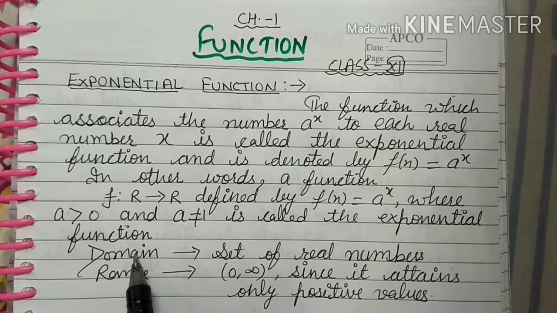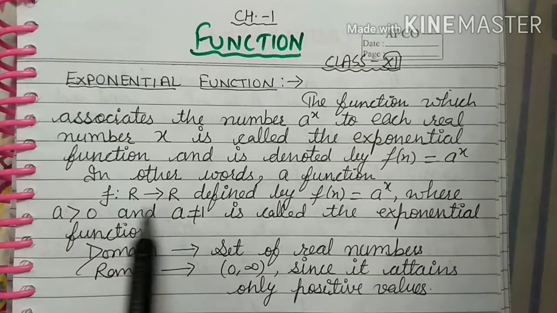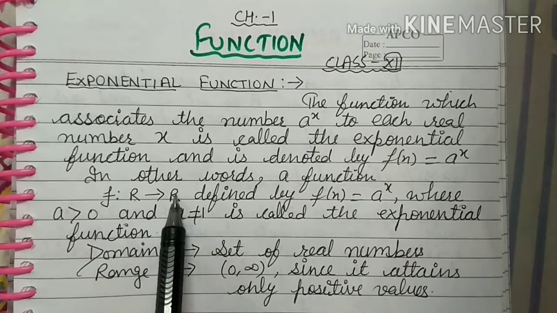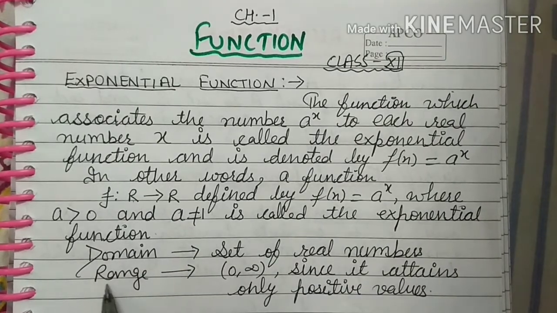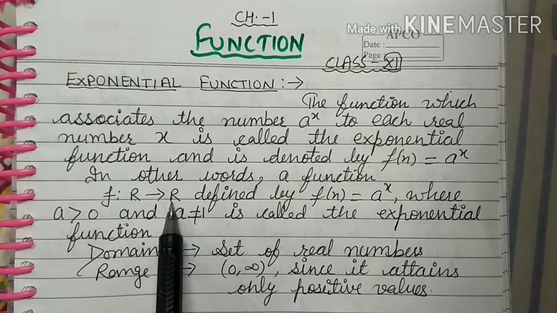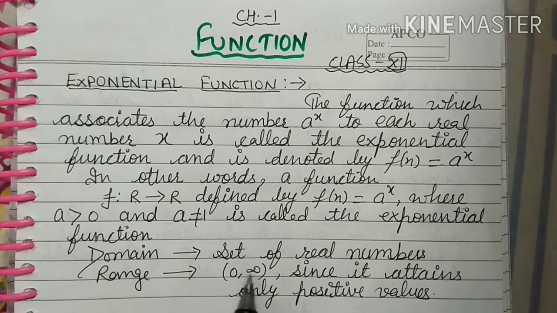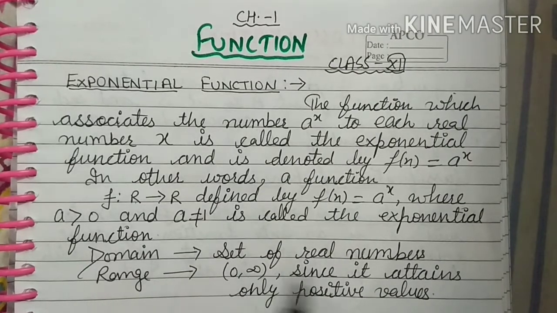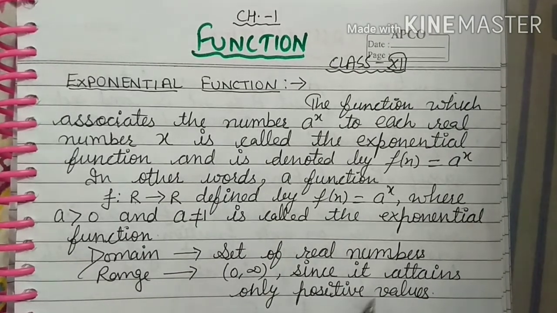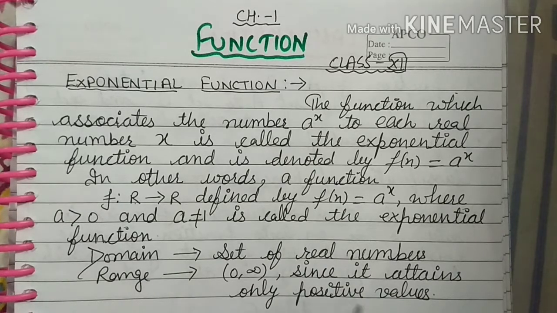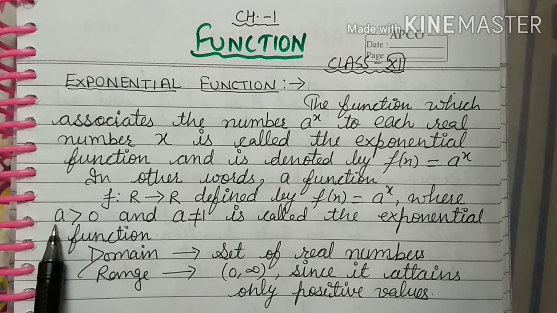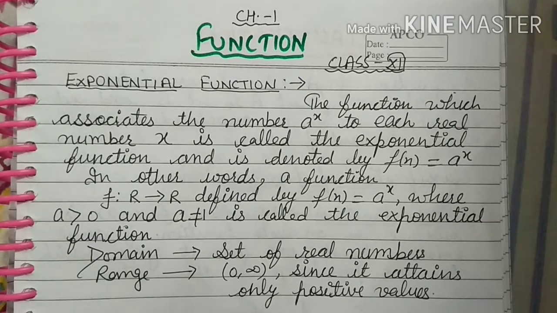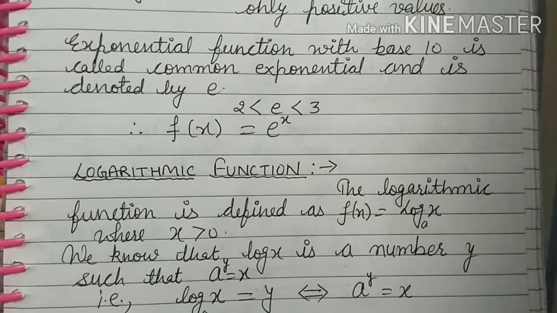The domain of this function, as we discussed, f is a function from R to R. So the domain of this function is the set of real numbers. And the range, this set R is the codomain of the exponential function, but the range of the function is always 0 to infinity. That is, it always attains only the positive value. It never attains the negative value, as we are taking a as a positive number. So this is the exponential function.